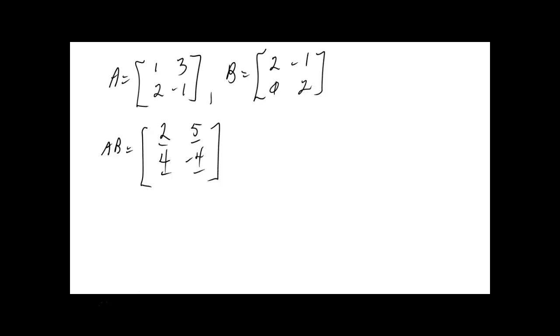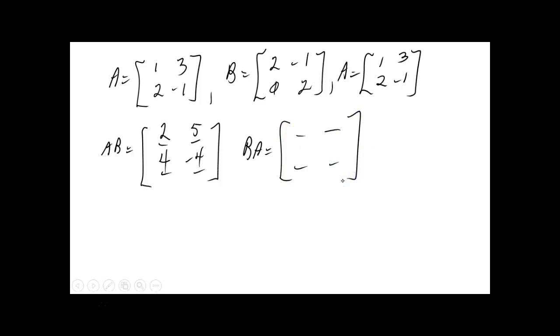So what I'm going to do is rewrite A. 1, 3, 2, -1. And let's now do BA. Multiply B times A. It will also be a 2x2. And the first entry here will be? Let's see, it'd be 2 times 1, which is 2, plus -2, which is 0. That one is 0. Okay. Next.